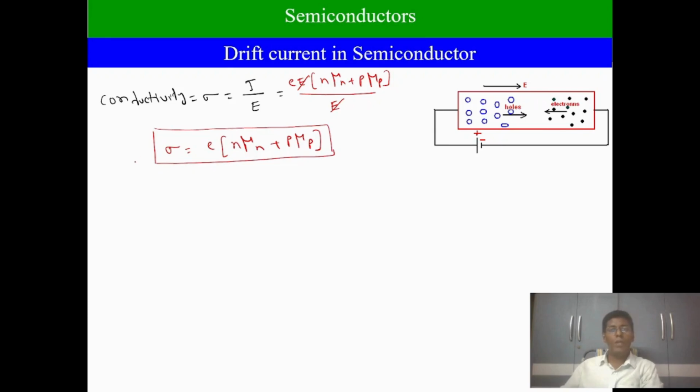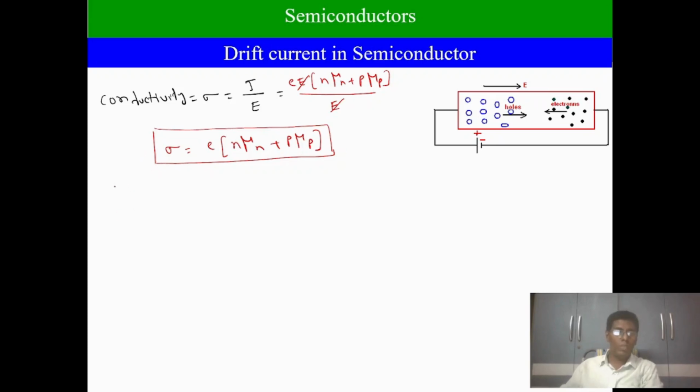During drift, when an electric field is applied to any semiconductor, inside the semiconductor the free electrons and holes move with a particular velocity. This particular velocity of the charge carriers is known as drift velocity. Because of the drift velocity, the charge carriers move in a particular direction, which gives current through the semiconductor. This phenomenon is known as drift current.